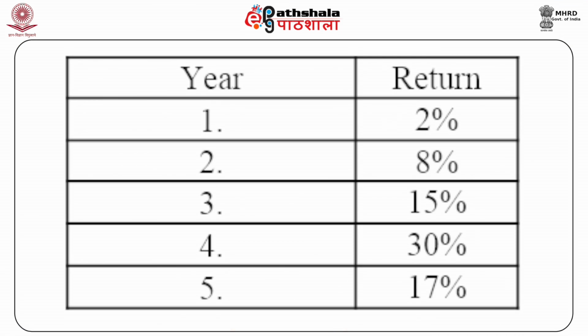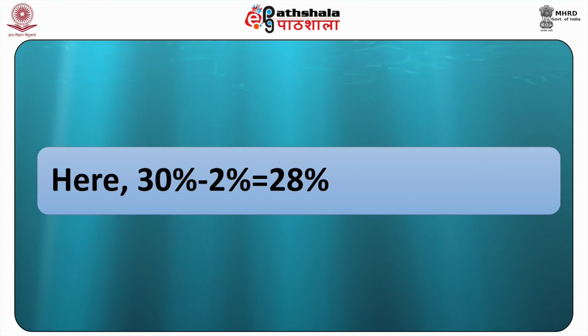Then there is another example. Suppose Mr. X goes to another portfolio manager and he gives the following variability of returns. Range will be the difference between the smallest and the largest item. Here 30% minus 2% is equal to 28%. Since the range given by the second portfolio manager is more than the range given by the first portfolio manager, there is more risk in investing with portfolio manager 2 if range as a measure of risk is considered.